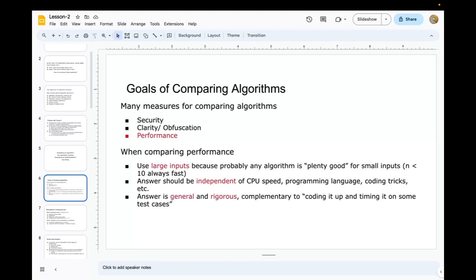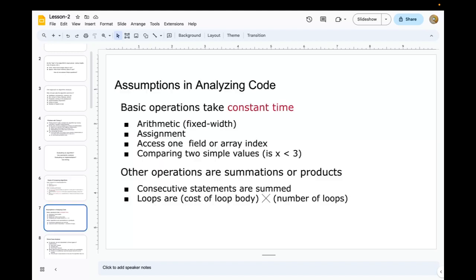When we are analyzing performance, there are three things that have to be kept in mind. First, we have to analyze the algorithm for larger inputs as well, because every algorithm is pretty good at smaller inputs. The answer should be independent of the CPU speed, the programming language, the coding jargon. So it doesn't matter if you're coding it in Java or Python. The analysis or the performance of the algorithm should be independent of whatever language you're using. The answer should be general and rigorous and complementary to coding it up and timing it on some test cases.